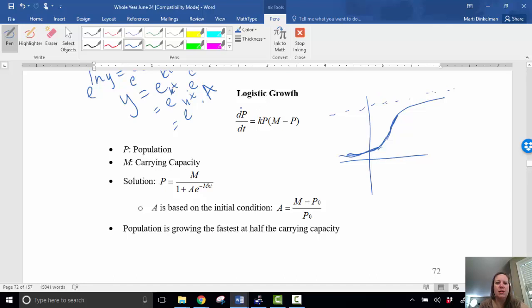So you'll see this differential equation looks a little bit different. We have P for population here and a P there. So that's how you're going to notice that it's logistic growth. So kP times (M minus P).